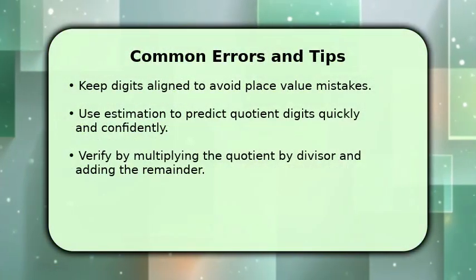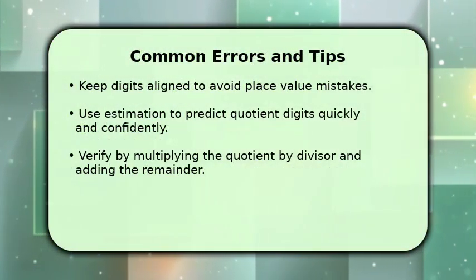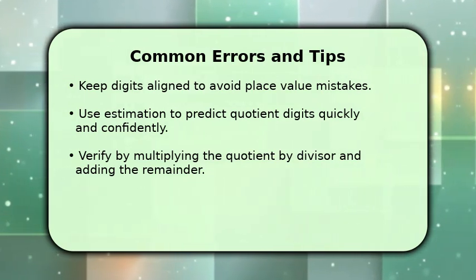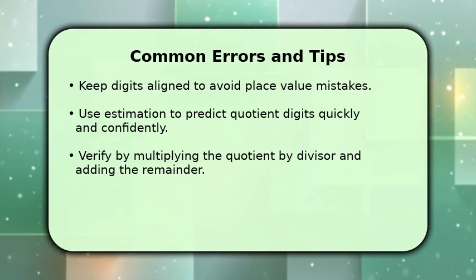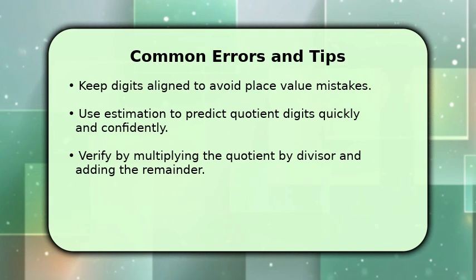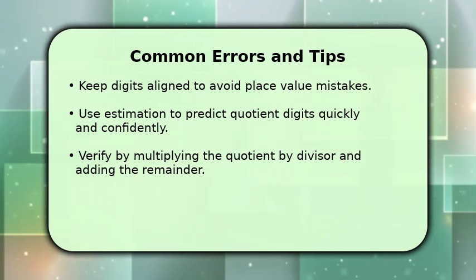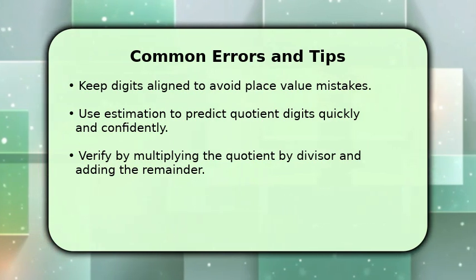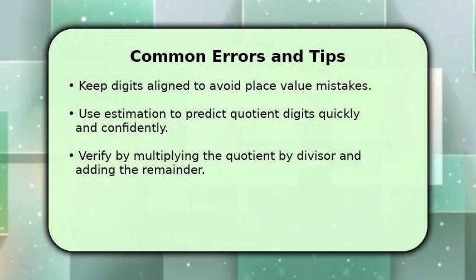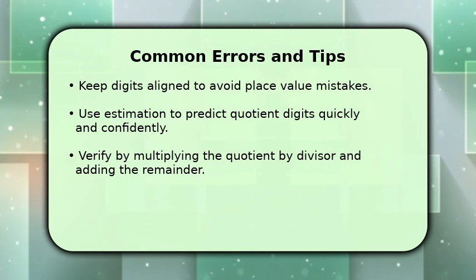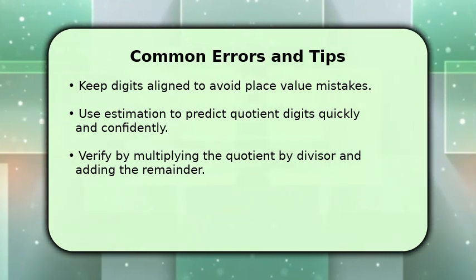Watch for common mistakes like misaligning digits, forgetting to bring down a digit, or skipping the multiplication and subtraction checks during the process. Use estimation to predict quotient digits, write zeros in the quotient where necessary, and keep columns neat. If the remainder is larger than the divisor, continue dividing, and always verify by multiplying the quotient by the divisor and adding the remainder to confirm the original dividend was recovered.